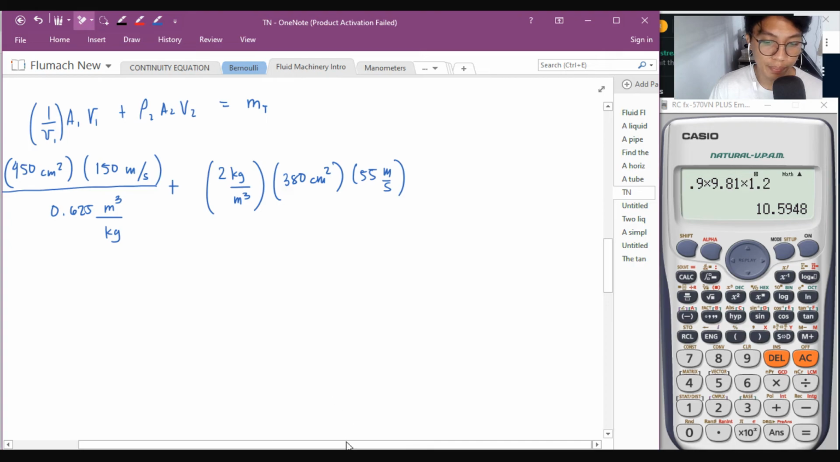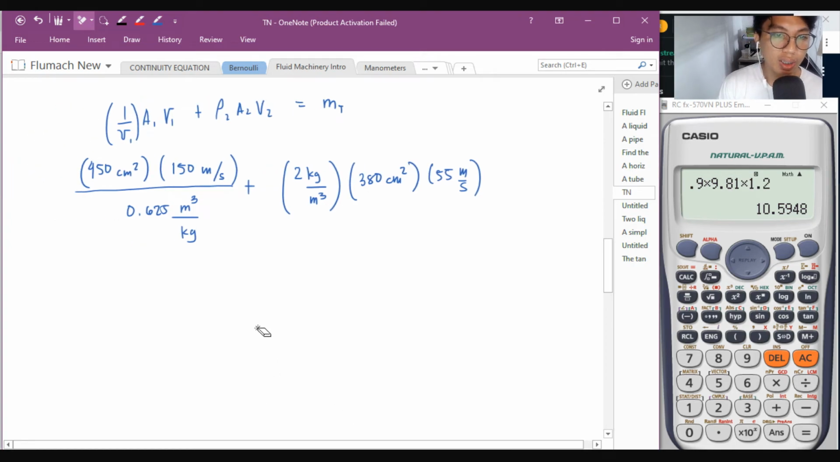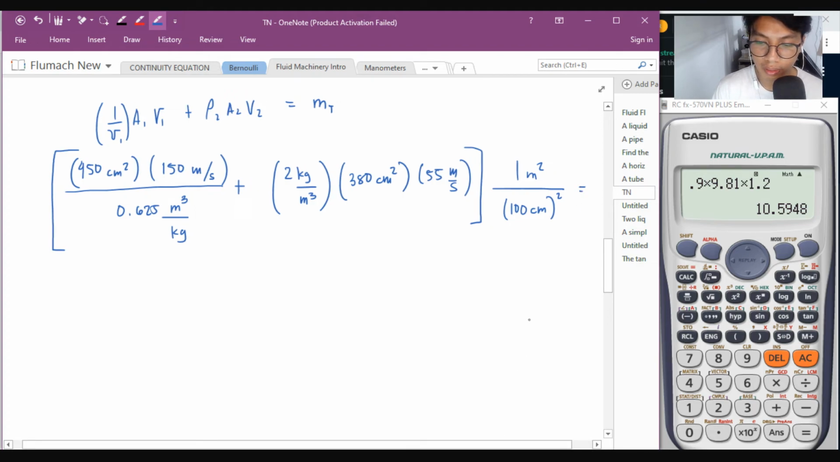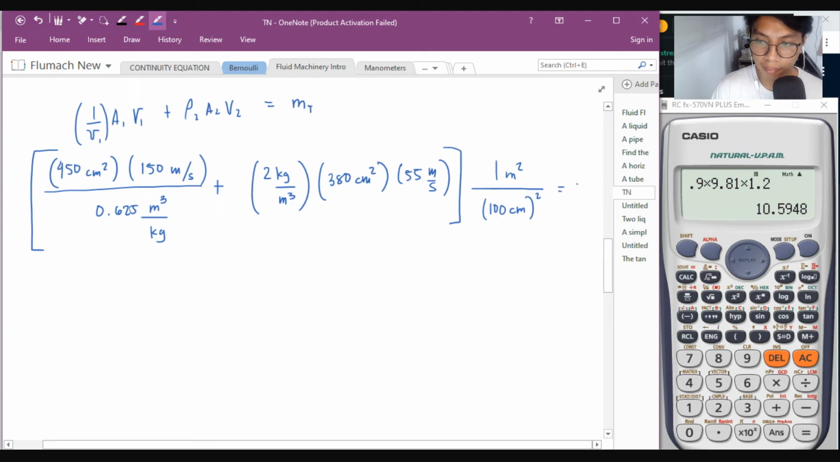Ayan. So, kailangan natin i-multiply siya with what? Yung conversion factor ng cm squared. Kailangan matanggal yung cm squared. You have 100 cm squared tapos 1 meter squared. Equal na natin to MT.